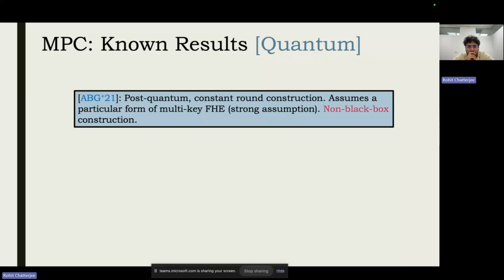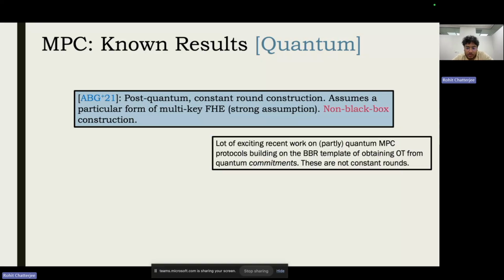There's a post-quantum and constant round construction of an MPC protocol in the standalone model. And it's non-black box. In fact, it's highly non-black box, and it uses this specialized technique, which depends on this very particular form of multi-key fully homomorphic encryption, which is, in my opinion, a pretty strong assumption. But this was kind of the limit.